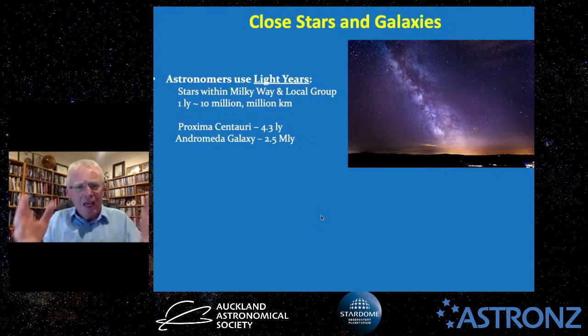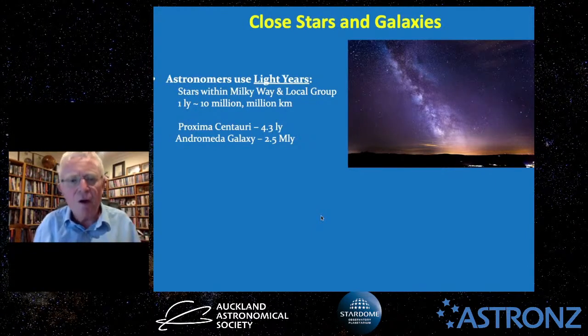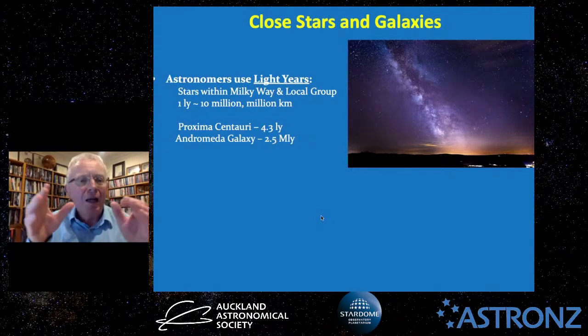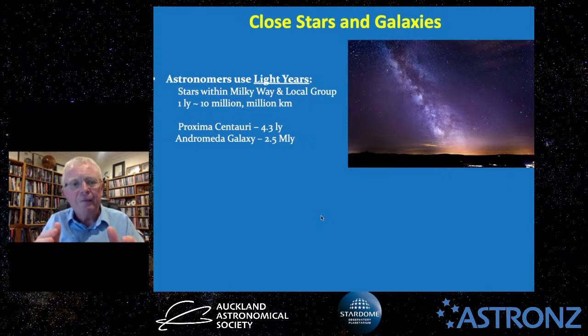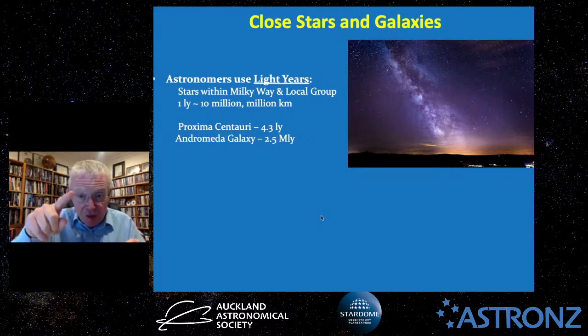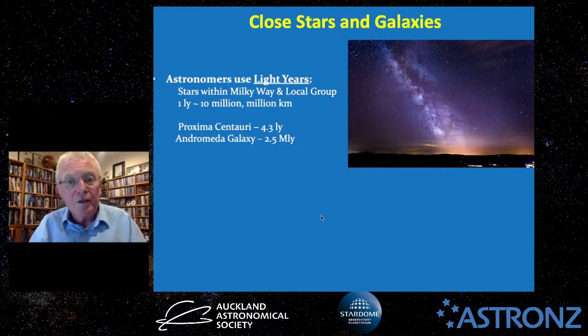Okay, so how about close stars and galaxies nearby? What do astronomers do about that? They use what they call light years. A light year is the distance that light travels in a year. Light travels at 300,000 kilometres per second. That's a blink of an eyelid, about 6 laps of the Earth. Bang, like that. That's amazing.